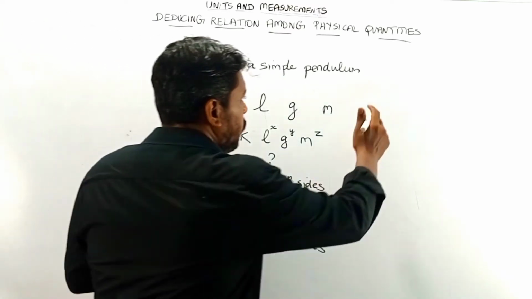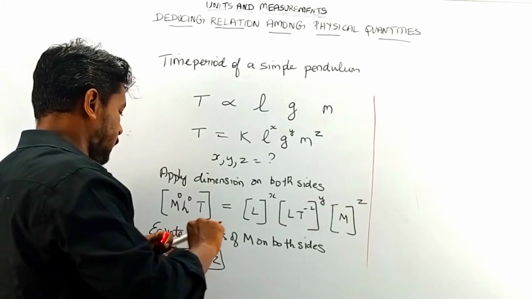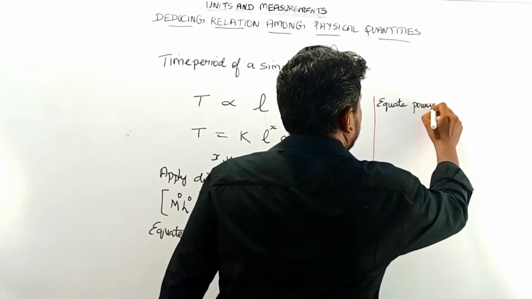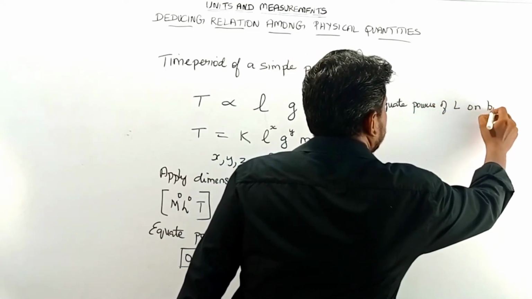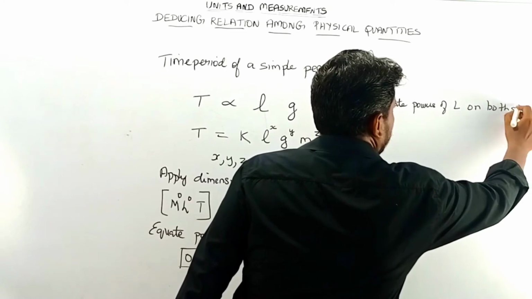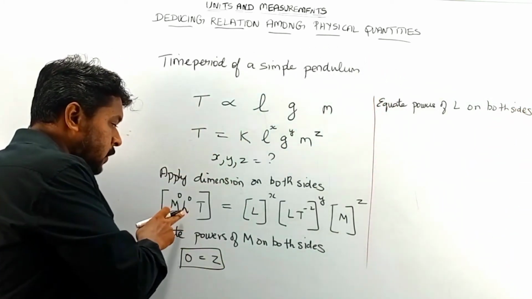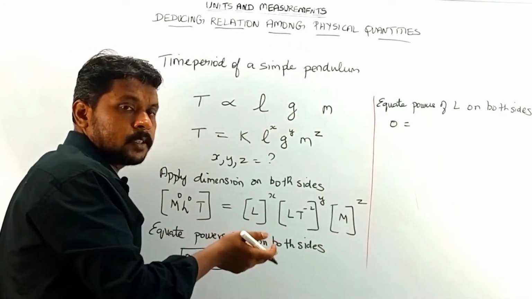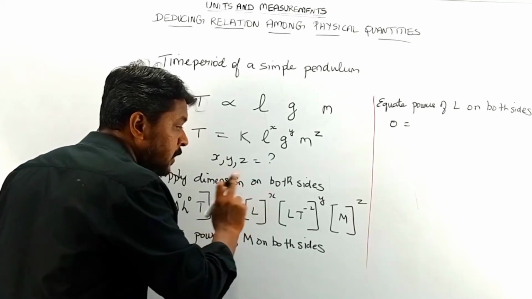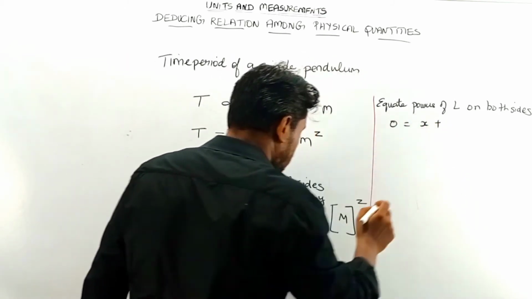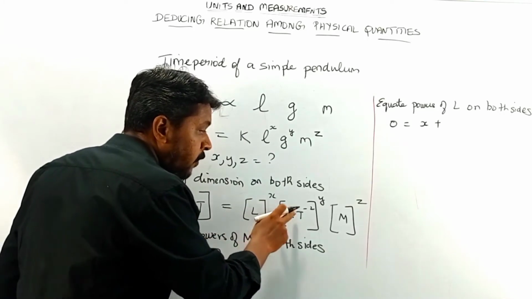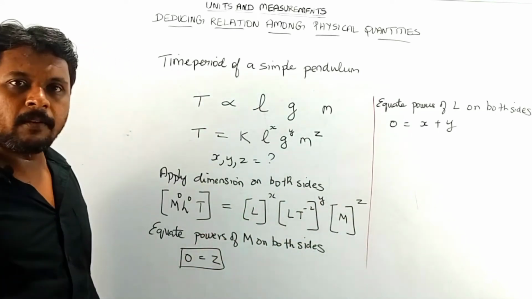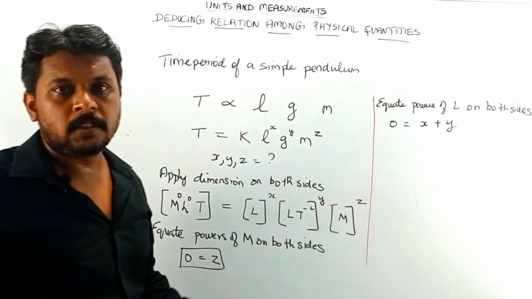Next I am going to equate the powers of L on both sides. What is the power of L on the LHS? We have 0. What is the power of L on the RHS? In the first term I have L, and the power of L is x. In the second term also I have L, and the power of L is y. In the third term I don't have any L. So this is the equation: 0 is equal to x plus y.